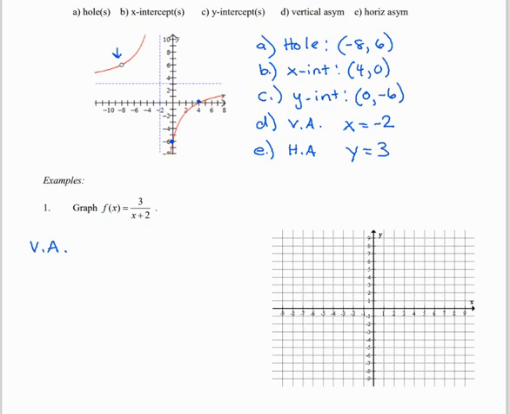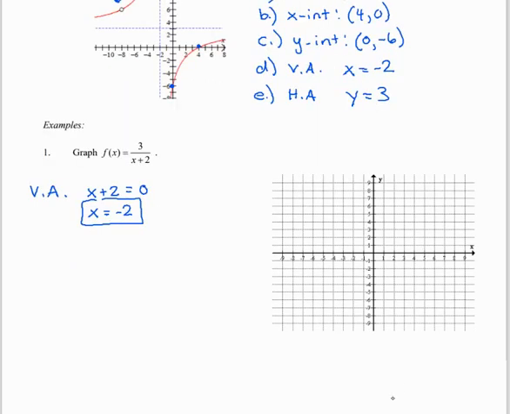For our vertical asymptote, though, we will have one, and we set our denominator to 0. That gives me x equals -2. So there's the vertical asymptote. And if you want to sketch things as you go, you can. So I'm just going to put a dotted vertical line at -2.